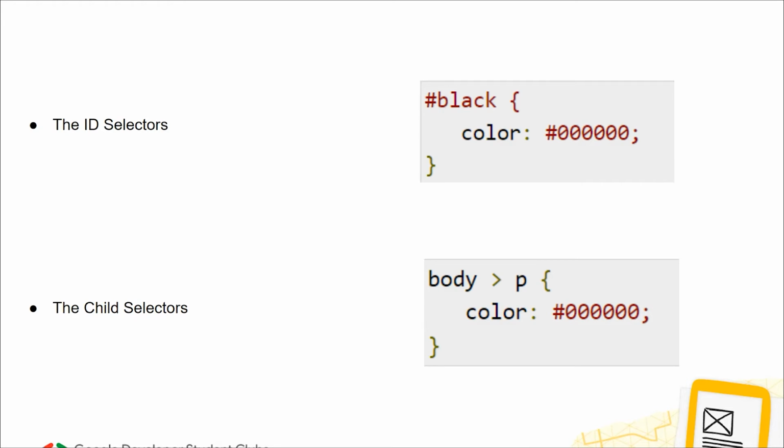Then comes the child selector. Child selector says, here we can see an example, body is greater than P. What it says is, if the paragraph lies in that body, it will get the color of black. Otherwise, it won't. So, for example, if I gave a paragraph that lies under the body, like in HTML we have a body tag as well as a paragraph tag, then if P lies within the body, it will get a black color. This is known as child selector.